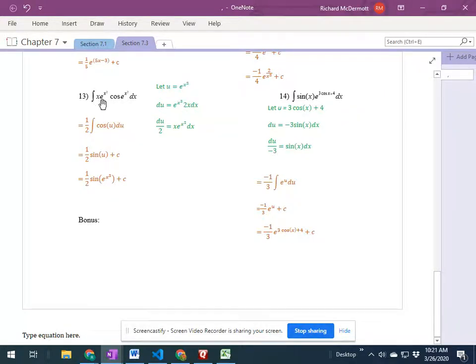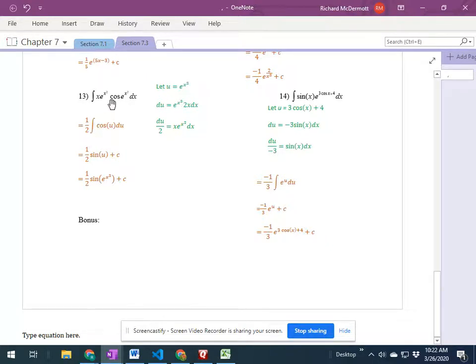So if you look at what we're asked to integrate, I don't want 2x e to the x squared. I just need an x e to the x squared. So we're going to divide both sides by 2. We get du over 2 is equal to x e to the x squared. Now we can do our substitution. So x e to the x squared dx, all of that is du over 2.